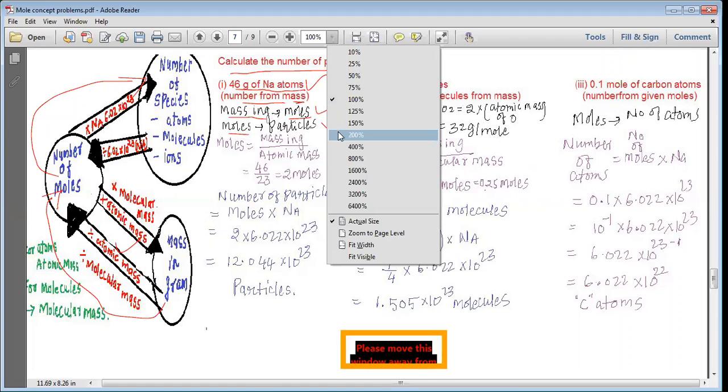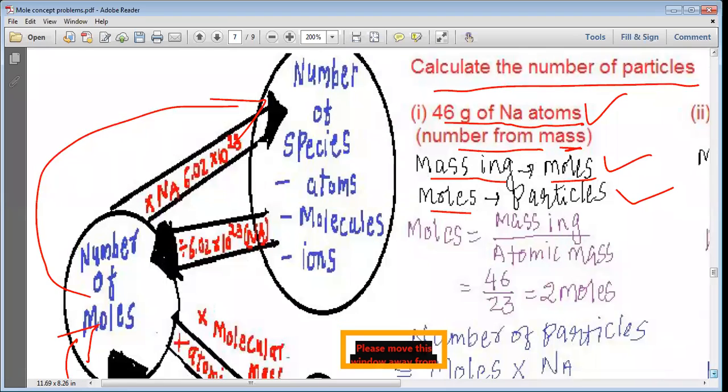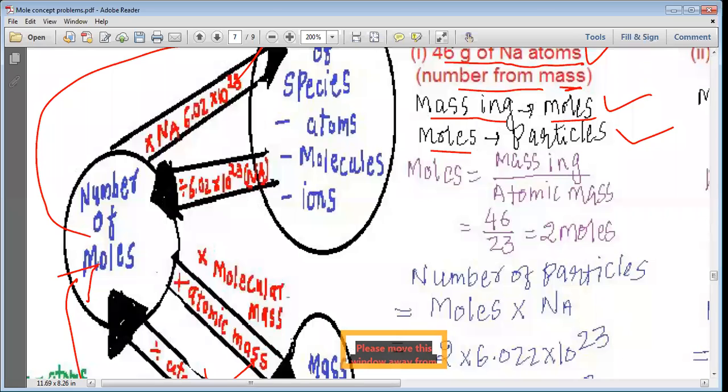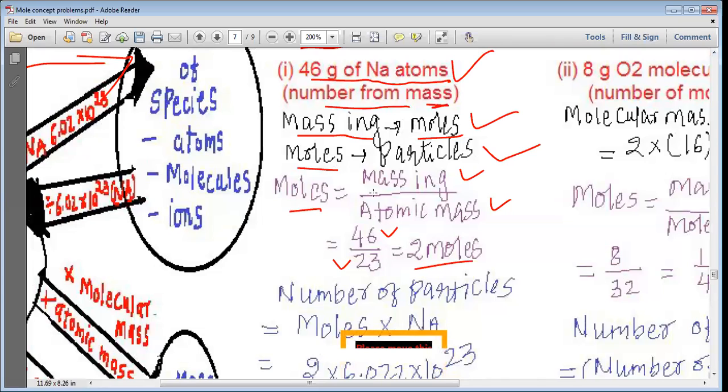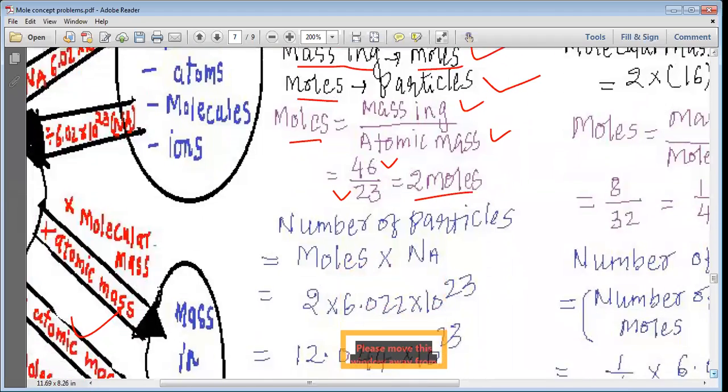So let us move and understand this calculation one by one. Here you can see that in this case the moles is equal to mass in gram divided by atomic mass. Mass in gram is 46 gram, atomic mass is 23. This 46 is given in the question itself, and the atomic mass of sodium is 23, that is what we are well aware of. So 46 divided by 23 gives us 2 moles. So 46 gram of sodium atom is actually equal to 2 moles of sodium atom.